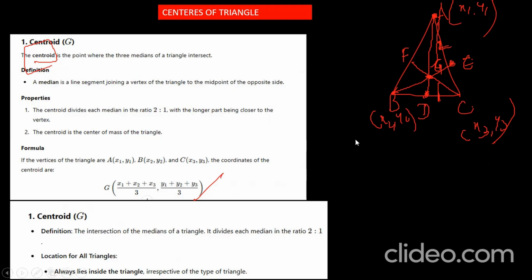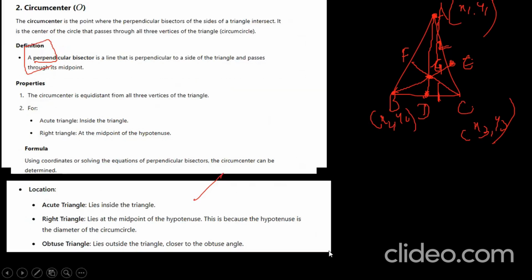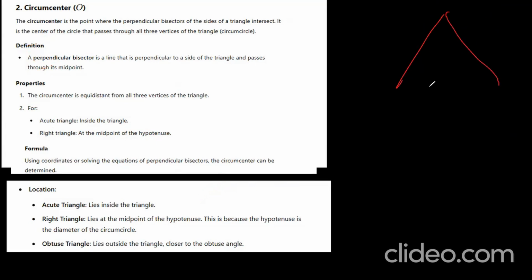Okay. Centroid coordinates. Next, circumcenter. What is the circumcenter? If you draw that, these are all centers we are observing. Say this is again a triangle A(x1, y1), B(x2, y2), C(x3, y3). The circumcenter is where the perpendicular bisectors of the sides meet. Suppose I have drawn a perpendicular bisector from this point. For this side also, I draw a perpendicular bisector. Next side, for this side, I am going to draw the perpendicular bisector.